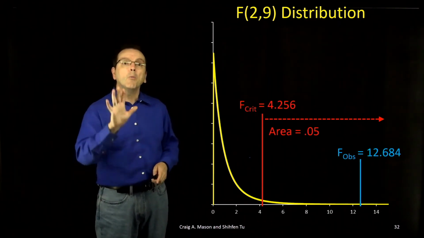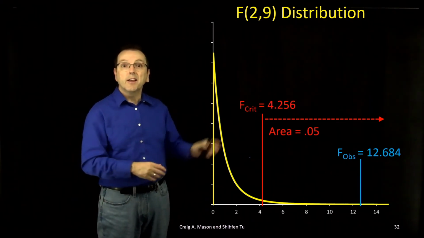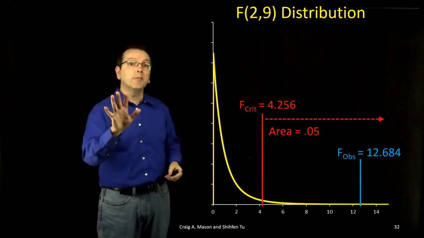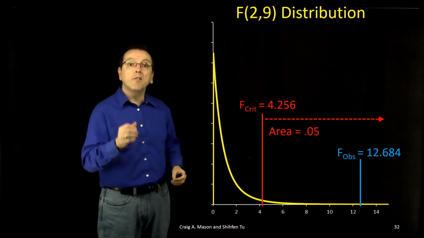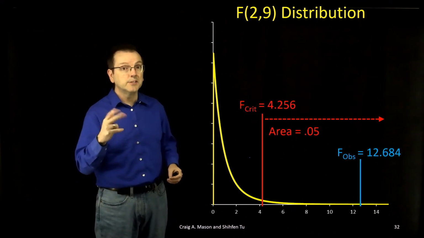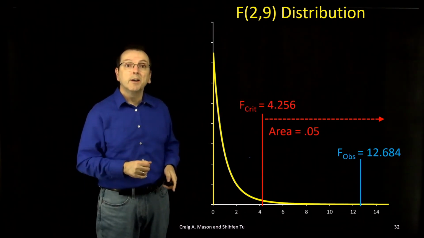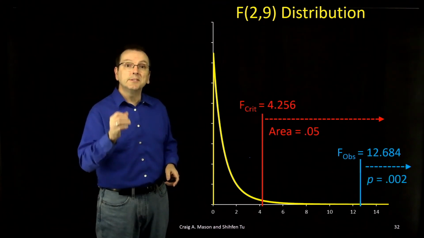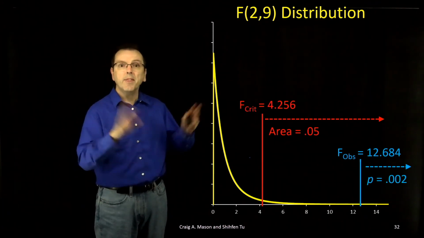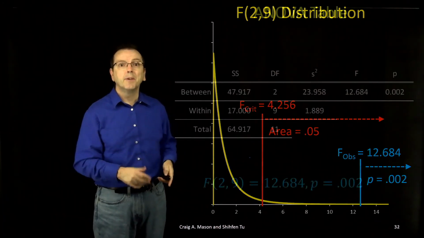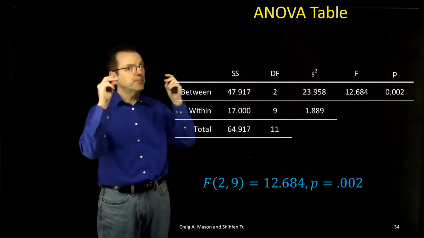All right? But what's the exact p-value? What's the exact probability of getting a result this extreme or more extreme if the null is true? Well, if we look up that F of 12.684 with 2 and 9 degrees of freedom, we see that the area more extreme than 12.684 is equal to 0.002. That's our p-value, right? Now with that, we're ready to complete our ANOVA table. All we need to do is insert that 0.002 for our p-value, and there we go.